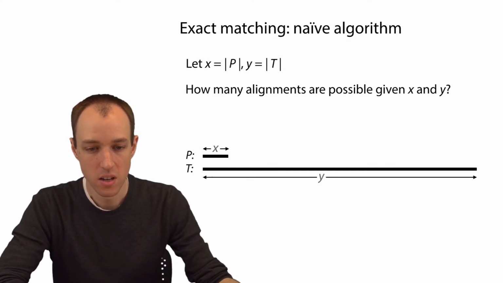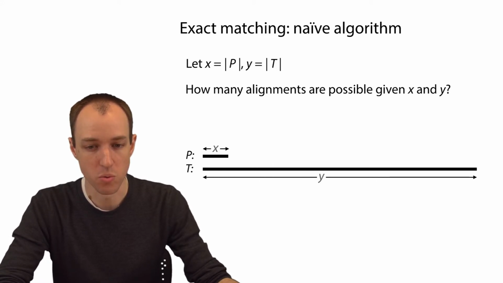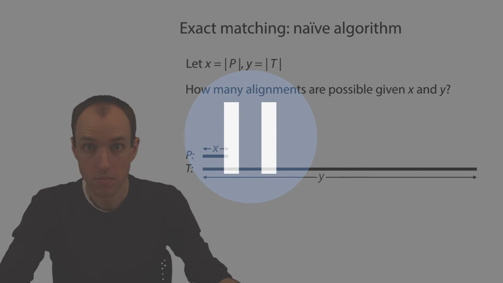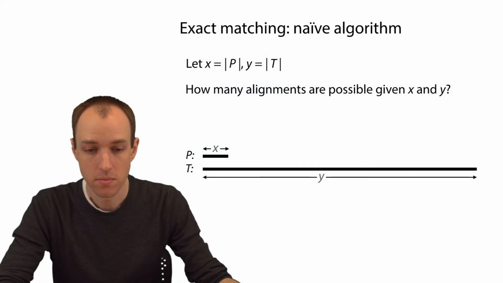So let's say that we have a pattern and a text, and the pattern has length x, and the text has length y. In this case, how many times, in terms of x and y, will we iterate through the outer loop? In other words, how many different alignments will we examine? So the answer is y minus x plus 1.